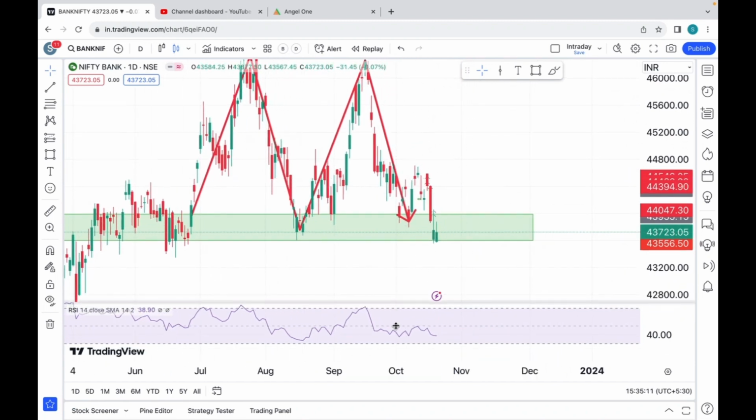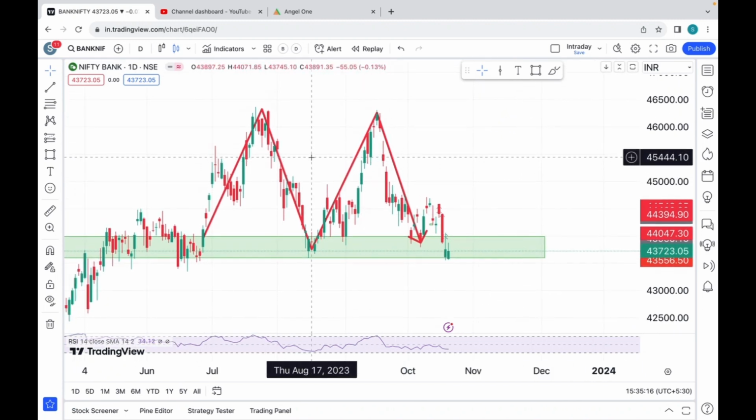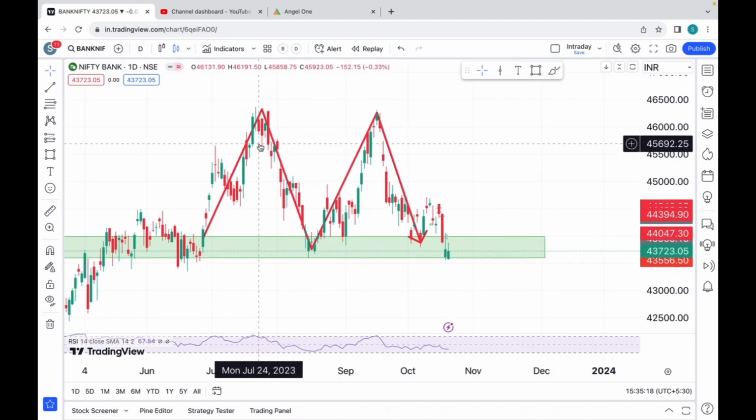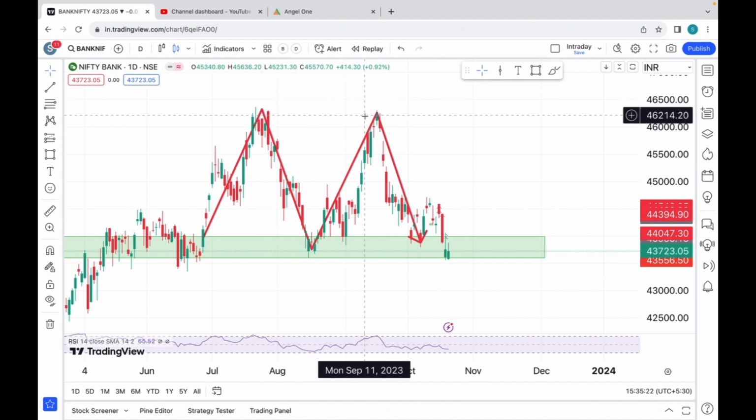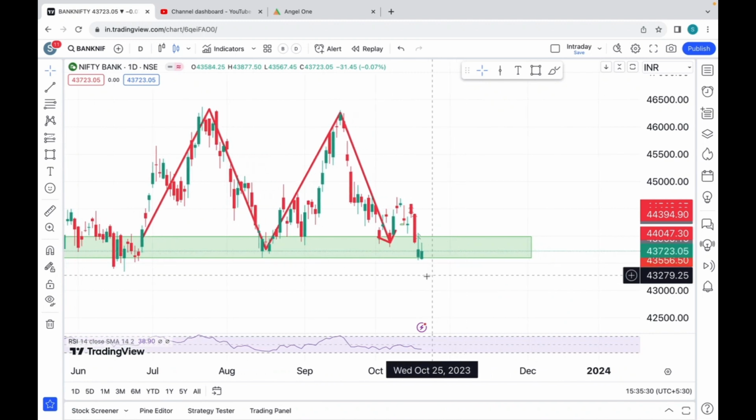So from the past few days, we have been talking about this price action of the Bank Nifty on a daily chart, saying that it has formed a double top formation. That is still there, and we are waiting to see what the Bank Nifty is going to do with this support area. So the last candle that you are seeing here is today's candle.